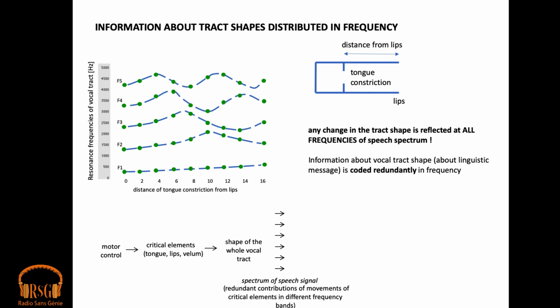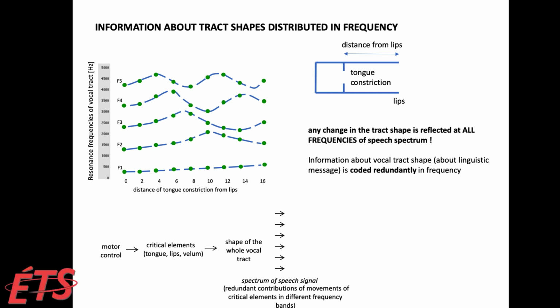So from motor control, it goes into the critical elements of the speech production. It changes the whole shape of the vocal tract, but all changes in the vocal tract are being reflected at all frequencies. This is a big advantage because then I can use only half of the spectrum and still get enough information about the shape of the vocal tract, which in turn describes what is being said.